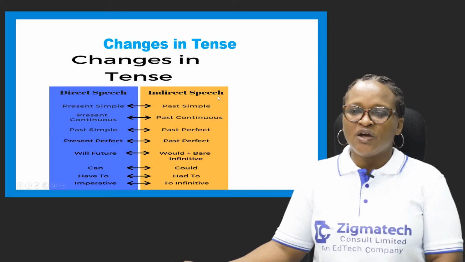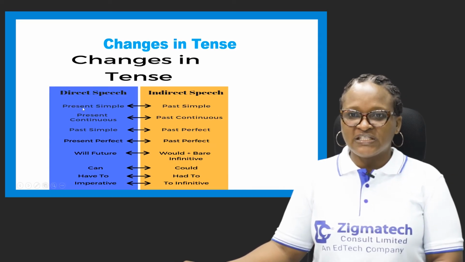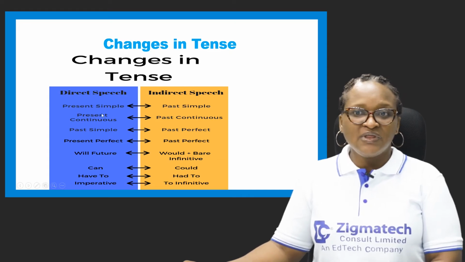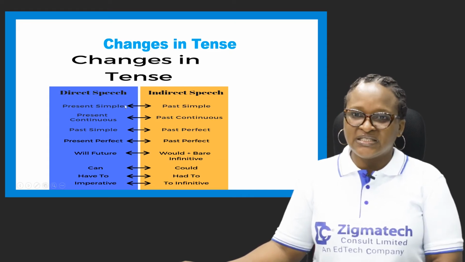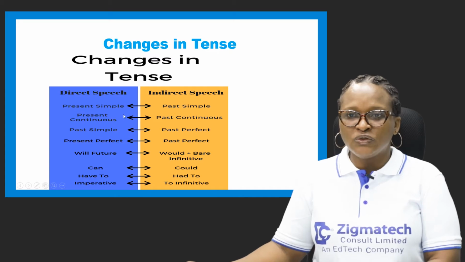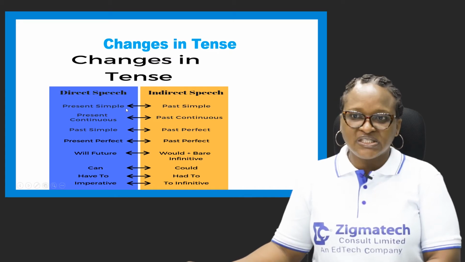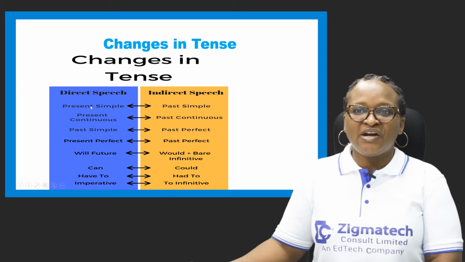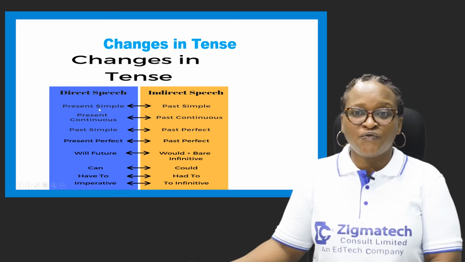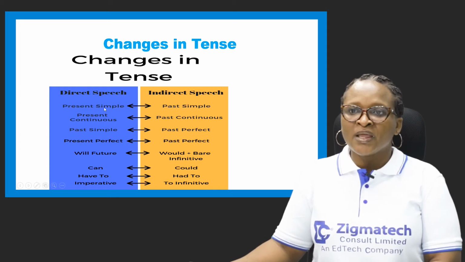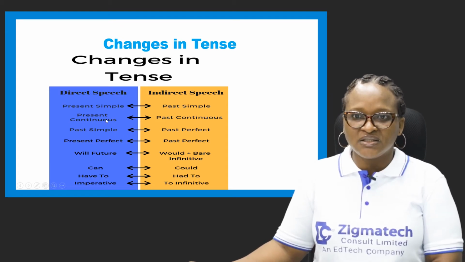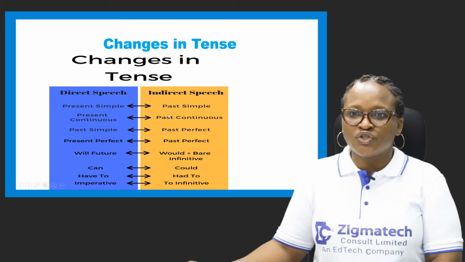Now, these are the word changes that we have. This is direct and this is indirect. These are changes in tenses. This is very important, as this is one of the key roots that one has to be conversant with in direct and indirect speech. So if I have my direct speech tense form in the present simple, if I want to change to indirect, I will change to the past simple. If it's in present continuous, I will change to past continuous.